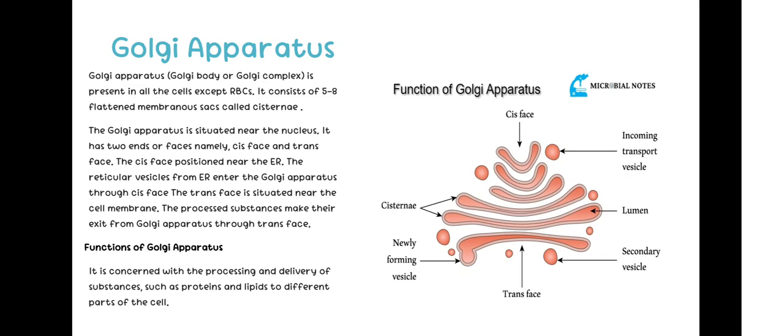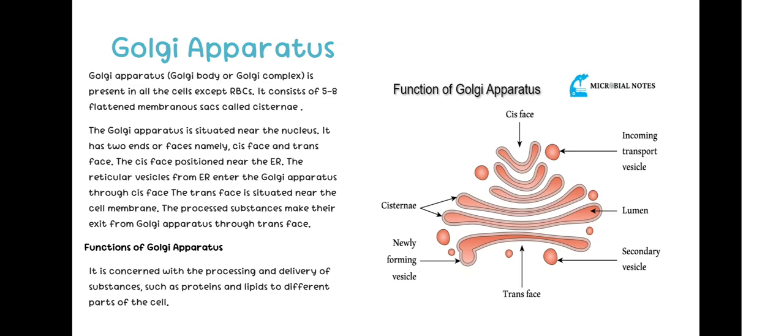It consists of 5 to 8 flattened membranous sacs called cisternae, and the Golgi apparatus is situated near the nucleus. It has two ends or faces, namely cis face and trans face. The cis face is positioned near the endoplasmic reticulum, and the vesicles from the endoplasmic reticulum enter the Golgi apparatus through the cis face. The trans face is situated near the cell membrane, and the processed substances make their exit from the Golgi apparatus through the trans face.